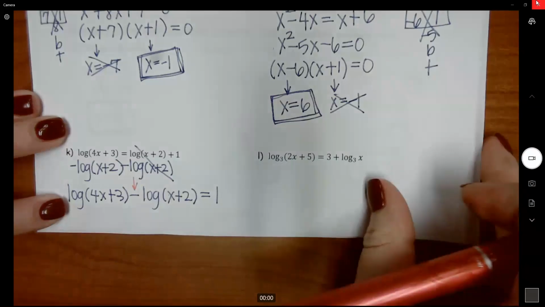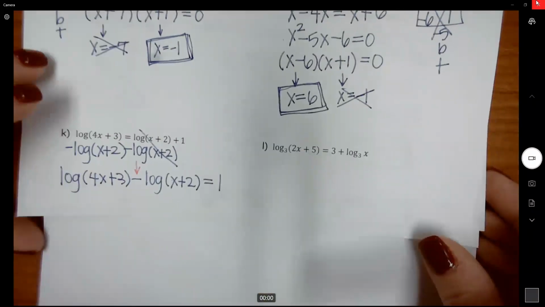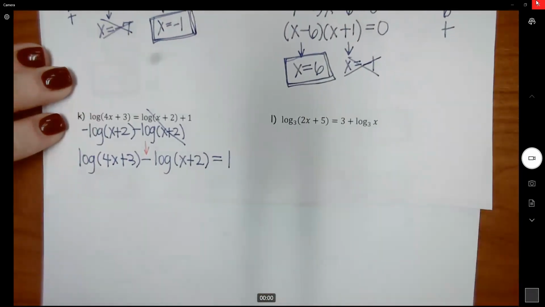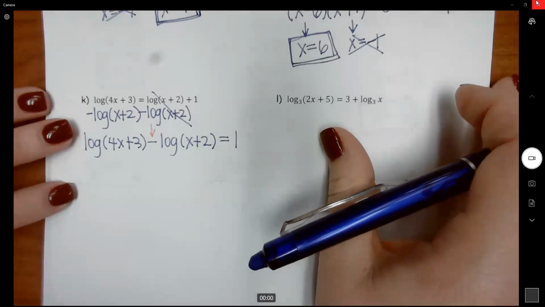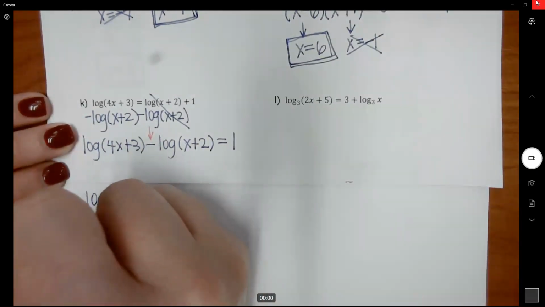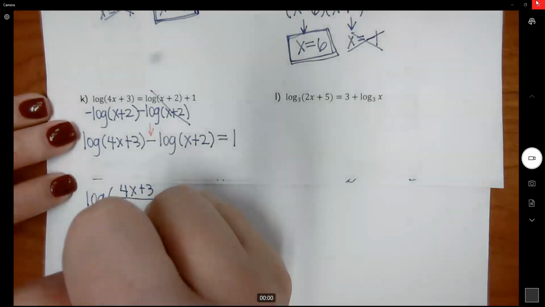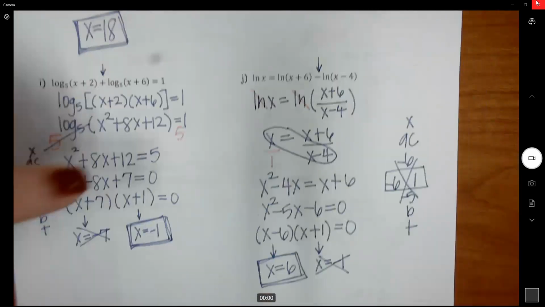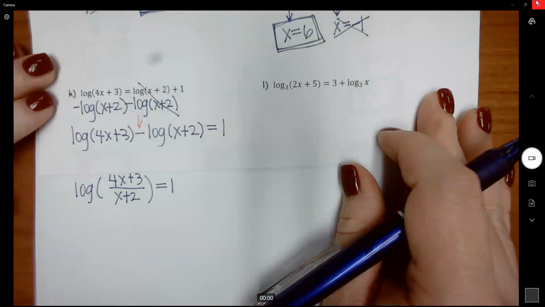And because this is being subtracted, I am going to condense it with division. Okay. So this will become log of 4x plus 3 over x plus 2 equals 1. Now before, when I did my division, you had the log on the same side, and so they canceled. I don't have that here.